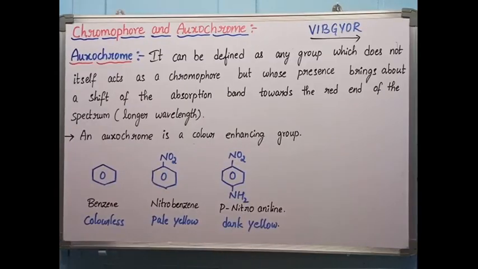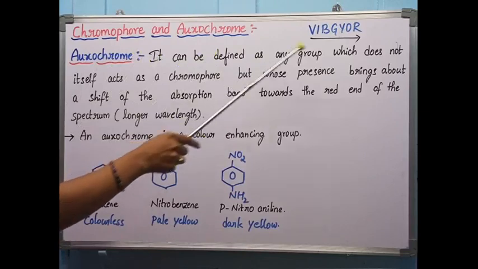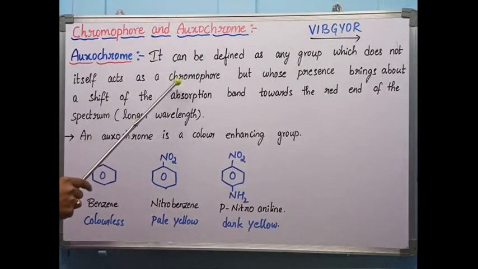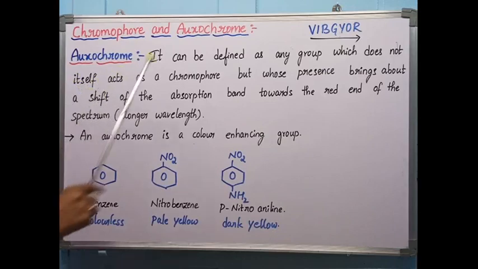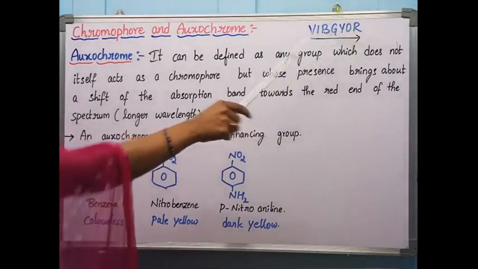Let us see about auxochrome. Auxochrome is not a color imparting group, but it is a color enhancing group. It enhances the color of the compound. So let us see the definition. It can be defined as any group which does not act as a chromophore but whose presence brings about a shift of the absorption band towards the red end of the spectrum. Because of the introduction of an auxochrome, the absorption band shifts towards the longer wavelength.